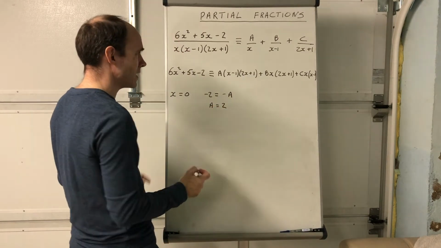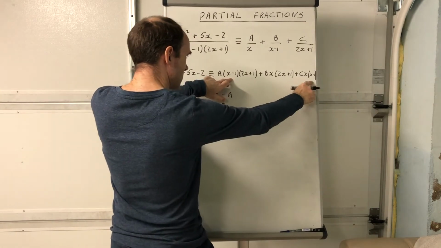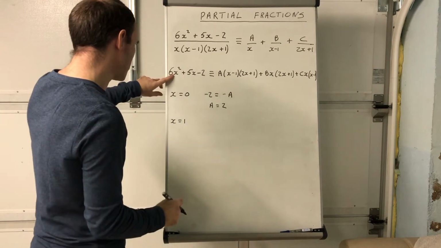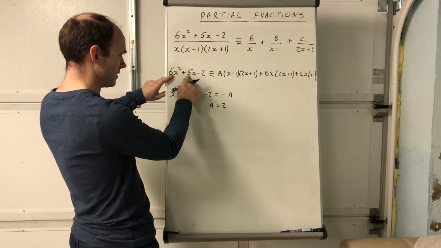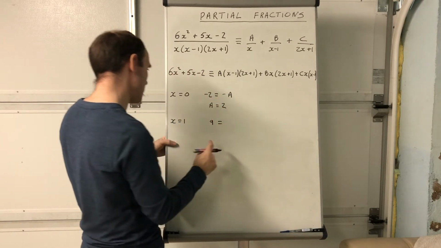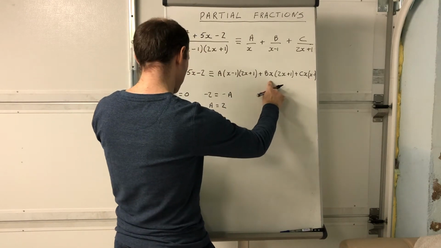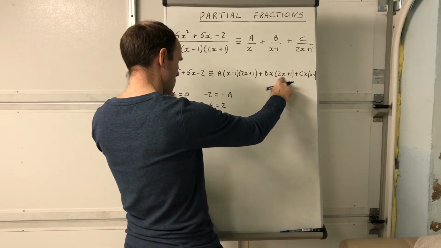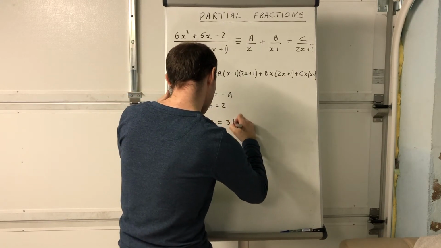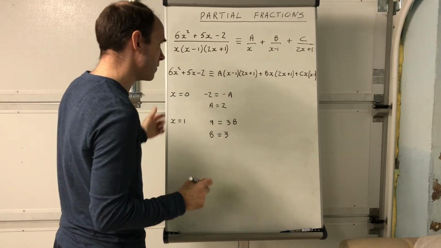And then the next value to substitute in, I'm going to substitute in x equals 1, because then that term and that term will cancel. So x equals 1 will give me on the left hand side 6 plus 5, that's 11, subtract 2, that's 9. And on the right hand side, substituting 1, that will become 0, that will become 0, so you're just left with 1 times 2 plus 1, 3, so 3b. And that gives me b is equal to 3.